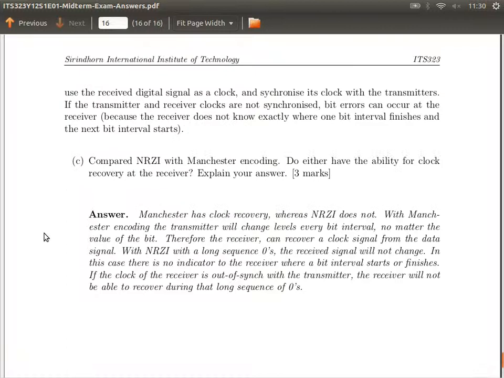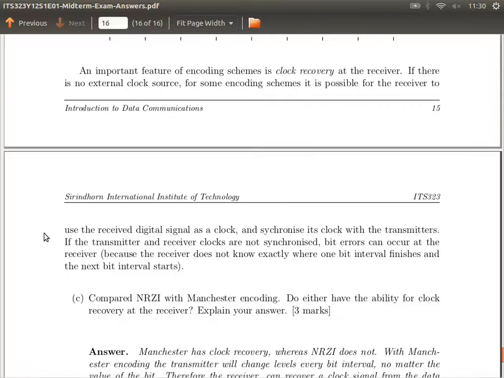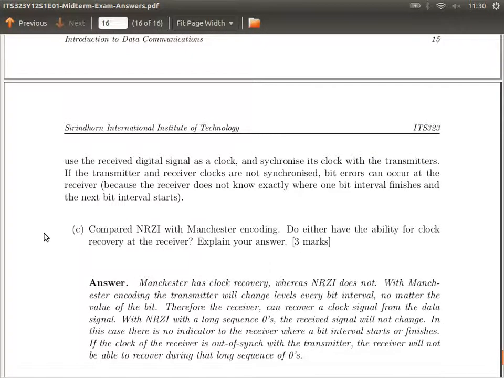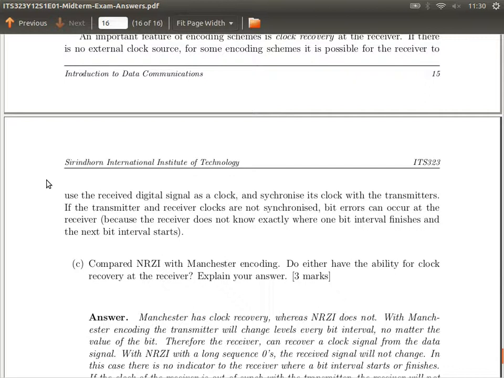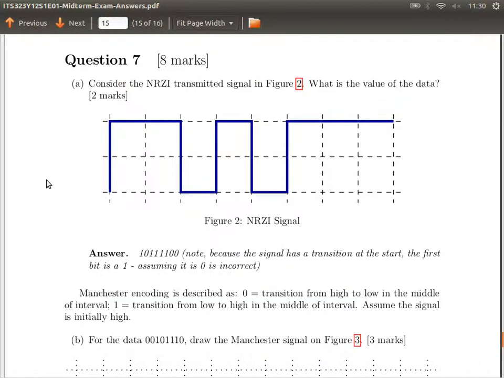There's a part C. Good one to have a read through in your own time. I will not go through all parts. Of course, you may get questions about different schemes. We've gone through some in the lecture. There may be new schemes, but I will not require you to remember them.